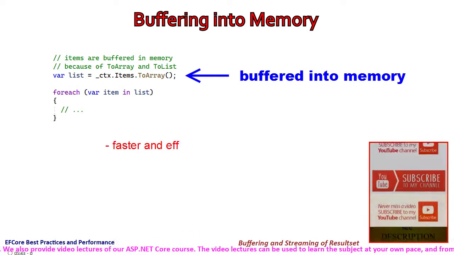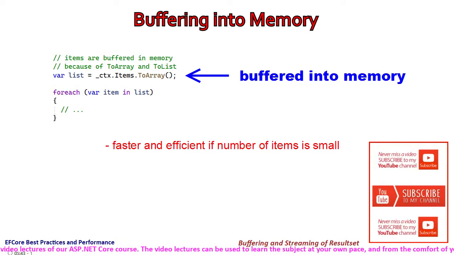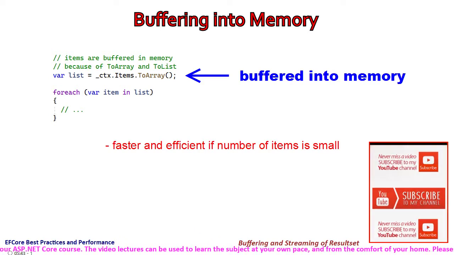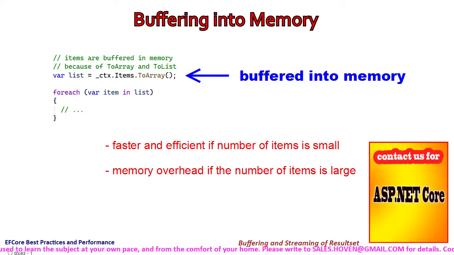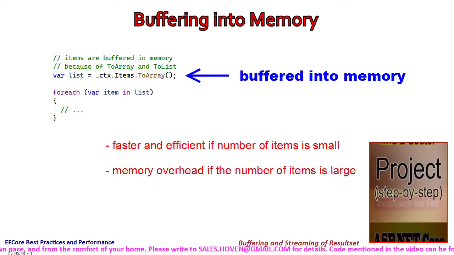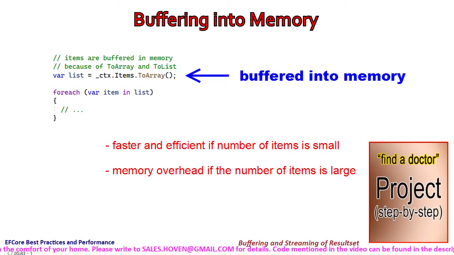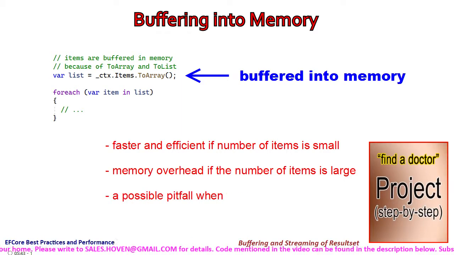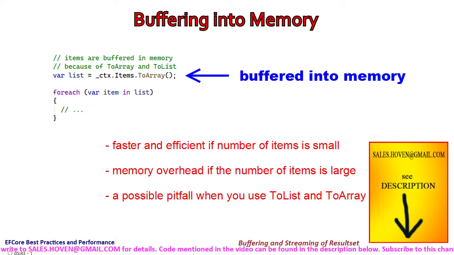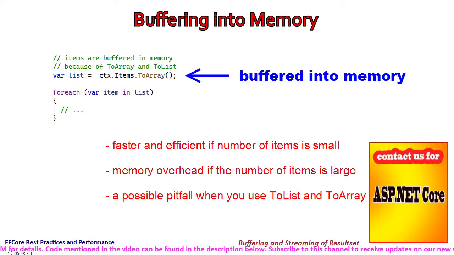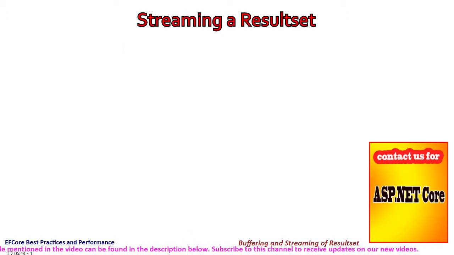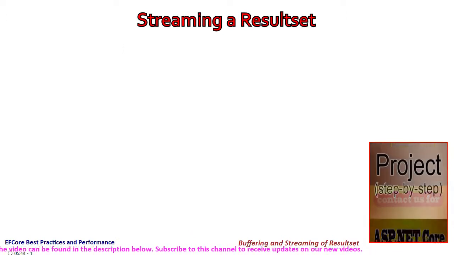It might be faster and efficient if the count of items is small. But if the number of items is large and each item is heavy, then it will have a memory overhead. Memory requirements could increase, leading to a fall in performance. So you should be aware of a possible pitfall when you use toList and toArray methods. If your result set is large, then streaming will be a better option.